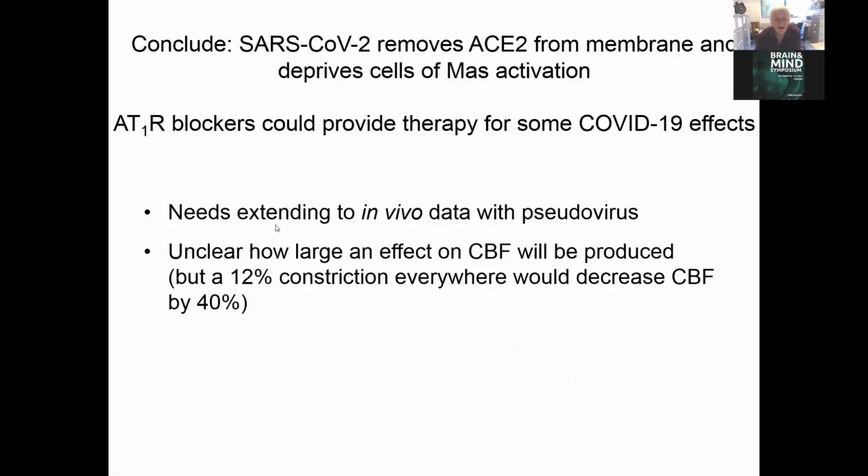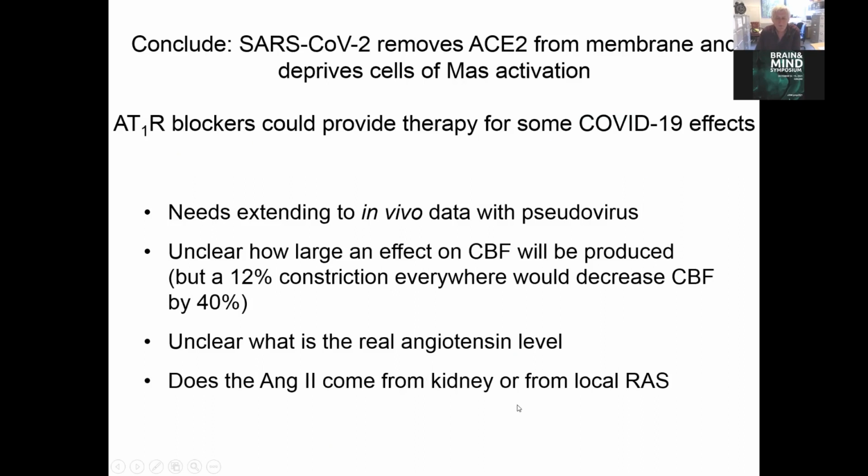It's unclear exactly how large an effect on blood flow would be produced. It's unclear what the real angiotensin level in the brain is. By the way, there's an endogenous angiotensin system in the brain. It doesn't need to come from the kidney, but where it does come from is a key question.